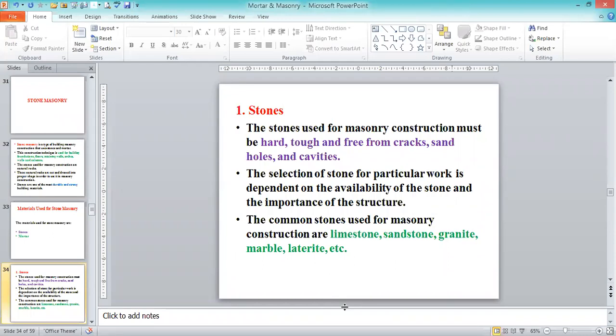If the material is abundant and naturally available, automatically it is going to be cheaper and we can use it in the construction. Finally, our cost of construction is reduced and it is an economical construction. The common stones used for masonry construction are limestone, sandstone, granite, marble, and laterite. These are the stones that we use for the masonry work. Always we go from the strongest to the weakest, depending on the type of construction and the loads that have to be taken. Based on that, we choose the stone.